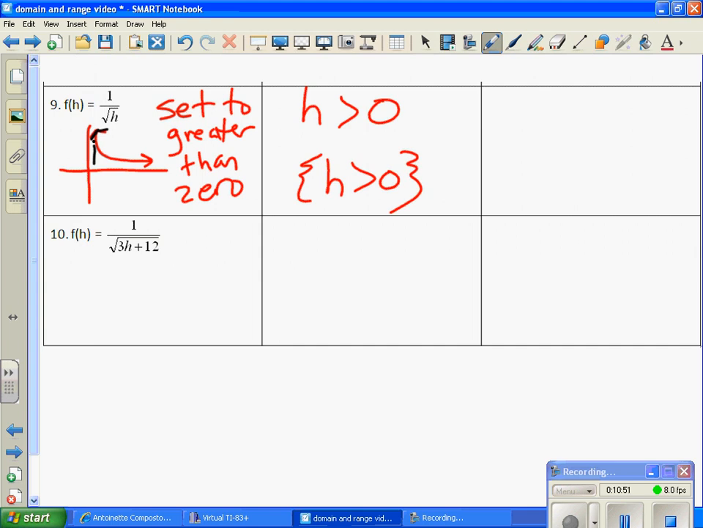Your range, if I look at it, my lowest point to my highest point, it's going to get very close to your x-axis, but it's never going to touch. And then you have your arrow that continues all the way up. Your range is going to be all numbers greater than 0. Number 10 you're going to do on your own.